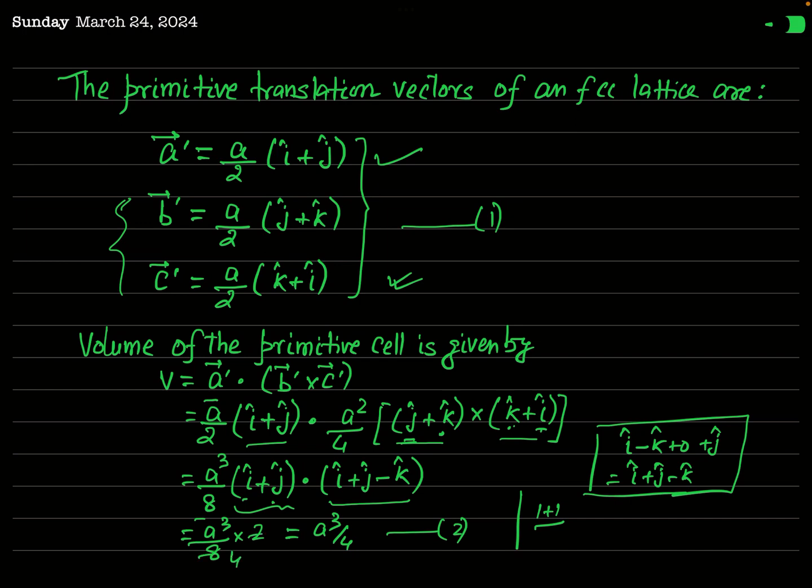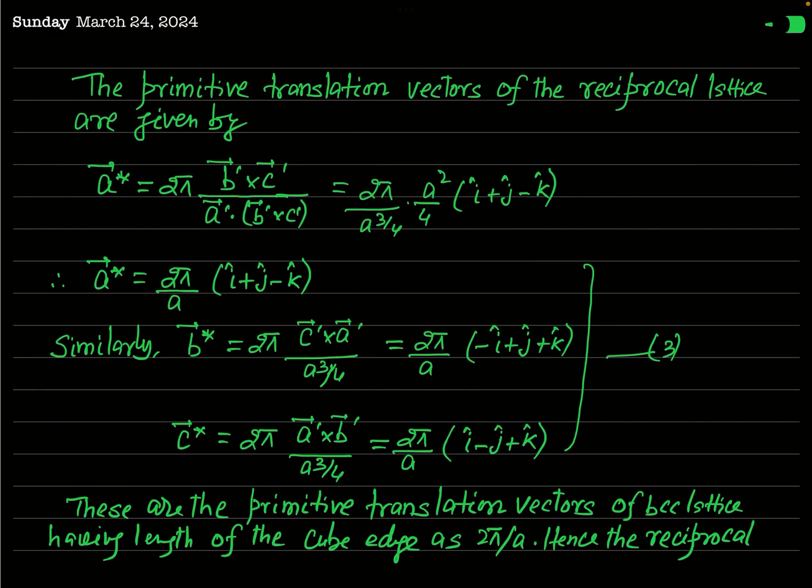And so this will be what? This is A cube by 4. So the volume of the primitive cell of an FCC lattice is equal to A cube by 4. Okay. Now, by using the proper definition of reciprocal lattice vector, you can easily find the primitive translation vector of the reciprocal lattice. Okay. And these are given like this.